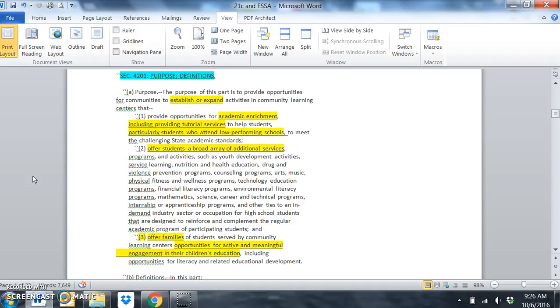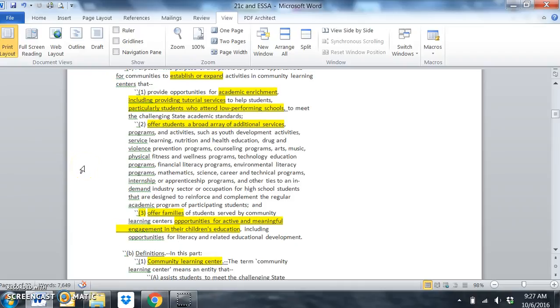Secondly, community learning centers will offer students a broad array of additional services. And there's a list here. It's much like it was in the past law, but there are some clarifications and some additional language in that paragraph. And the third purpose is to offer families of students served by these centers opportunities for active and meaningful engagement in their children's education. So there's that family component as well.